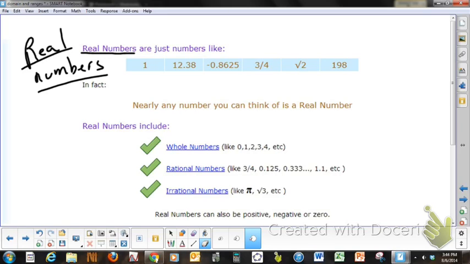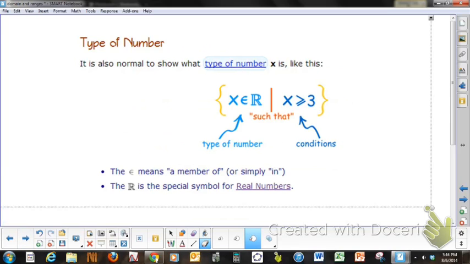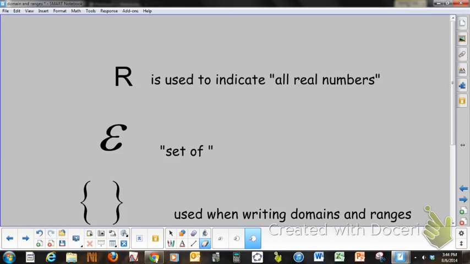And we need to know about real numbers. Real numbers are all the numbers that you know about. They're whole numbers, rational numbers, and irrational numbers. They're basically the set of all numbers that you deal with. So when your textbook talks about the set of real numbers, that's what it's talking about, all the numbers that you know about.